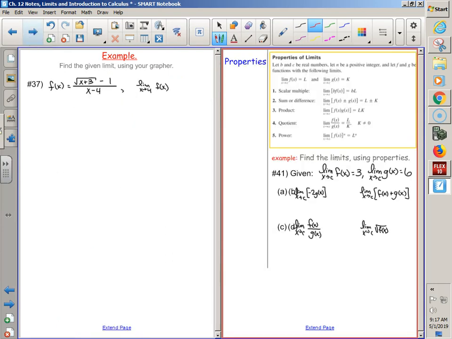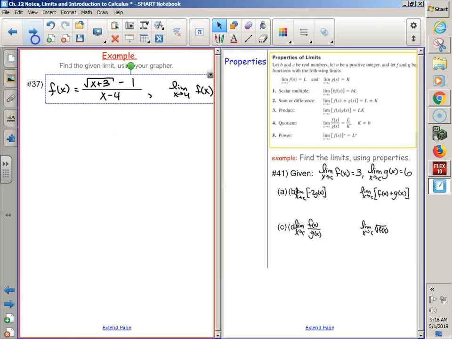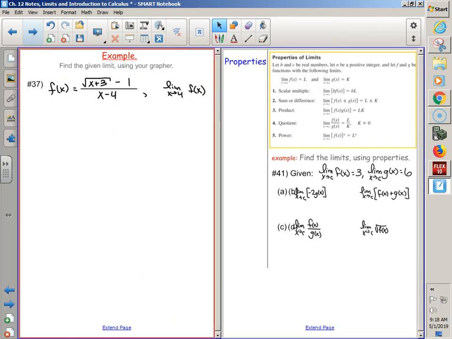We're getting to some properties in just a second, but before some properties, let's talk about this example. That's my function, and this is our objective, to take the limit as x approaches 4. You're allowed to use your graphing calculator for now until section 12.2.